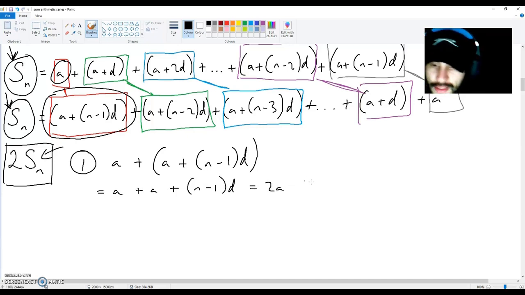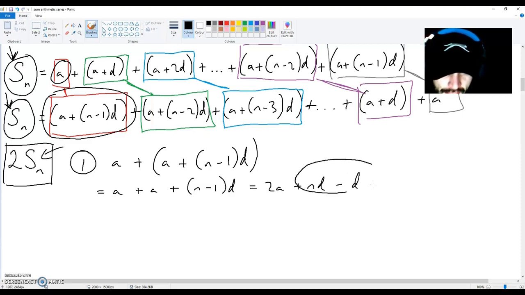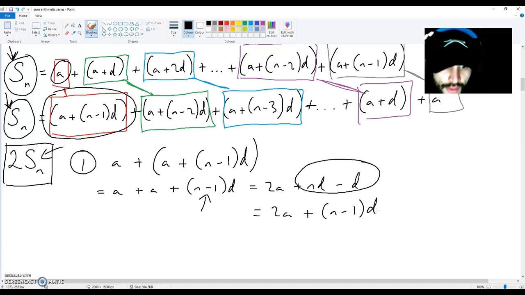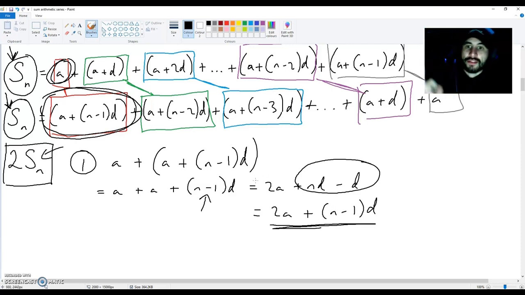And this is the same as 2a plus nd minus d. Actually, we don't even have to say this because we've already got n minus 1 multiplied by d here. So what we have is 2a plus n minus 1 multiplied by d. Okay, so we know that these terms that are connected to each other over here in red is equal to this. All right, now we have to collect the other terms that are connected to each other in order to figure out exactly what 2Sn is.